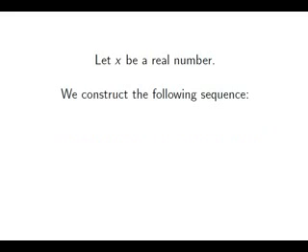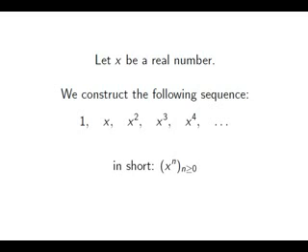Then we can consider the following sequence of real numbers: x to the power 0, which is 1, x to the power 1, which is just x, x to the power 2, x to the power 3, x to the power 4, and so on. In short, this sequence can be expressed as x to the power n for n greater or equal to 0. That means for every real number x, we can look at the sequence x to the power n for n greater or equal to 0.